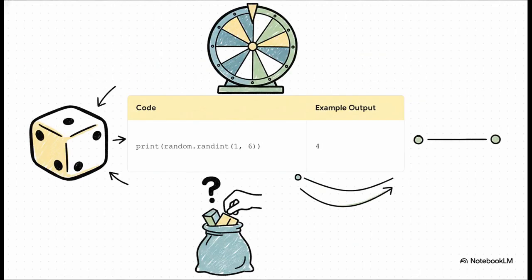And, of course, we need whole numbers. For that, we have random.randint. This is your go-to for simulating things like a dice roll. You tell it the lowest and highest number you want, and it gives you a random integer in that range. And importantly, it includes both of those end numbers.